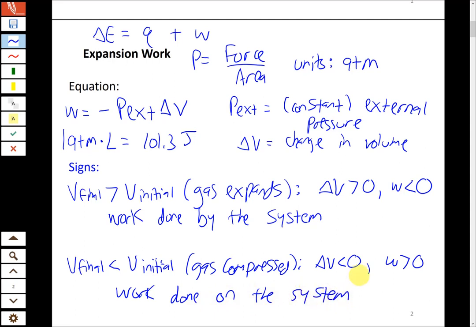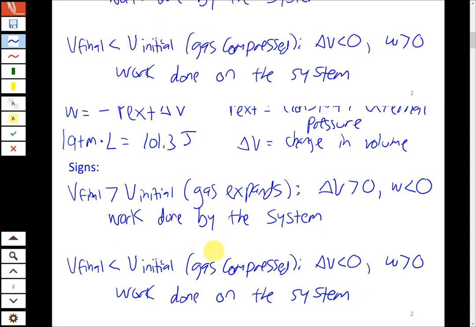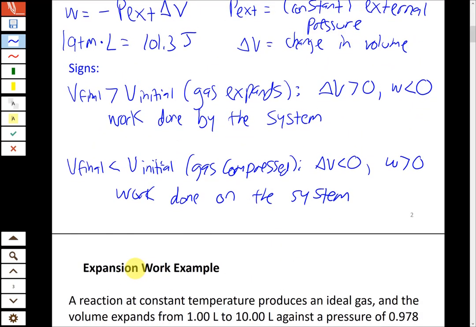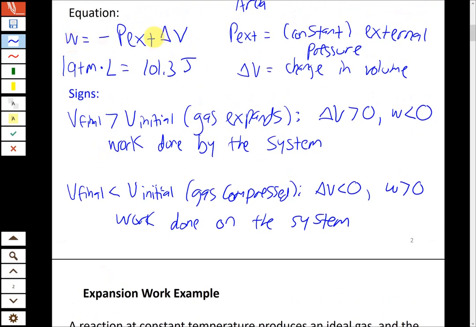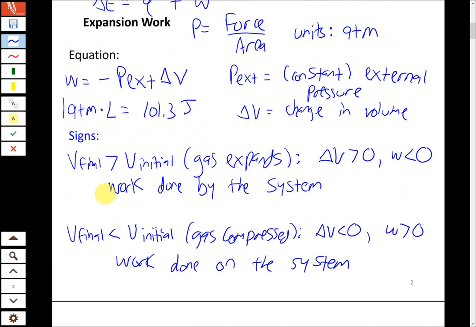So at this point, we just have two simple equations to work with. Delta E is Q plus W. If you know both of those, add them together. Just pay attention to the signs like we talked about last time. And now we also have one situation where we can actually calculate W. So if you're going to calculate delta E, you need to know Q and W, and this is how you would get work in the specific situation of a gas expanding.